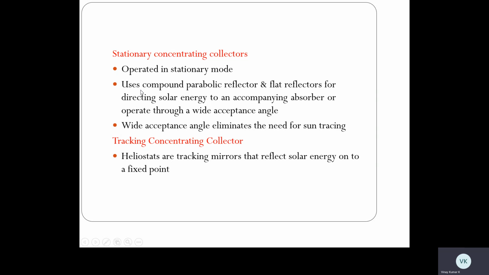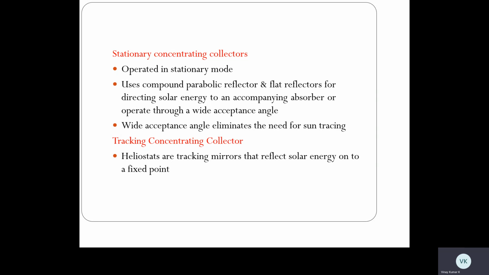Then it uses compound parabolic reflectors and flat reflectors to direct solar energy to an accompanying absorber, or to operate through a wide accepting angle. Wide accepting angle is the very important thing here. So what does it mean? The wide accepting angle for these reflectors eliminates the need for a sun tracker. The main purpose of using a wide accepting angle is to eliminate the need for sun tracking.